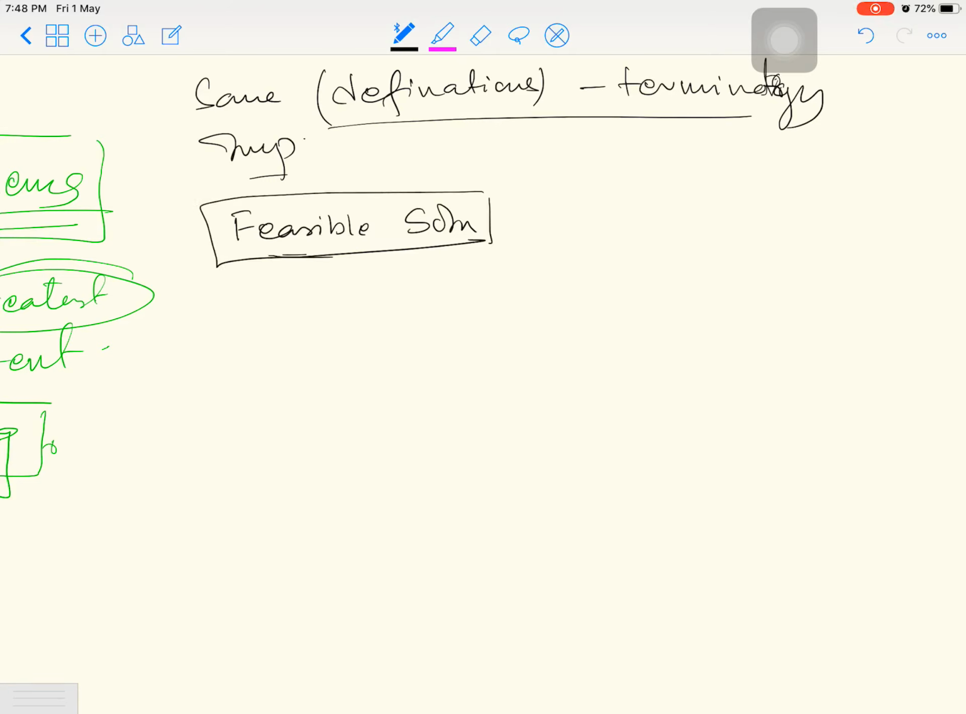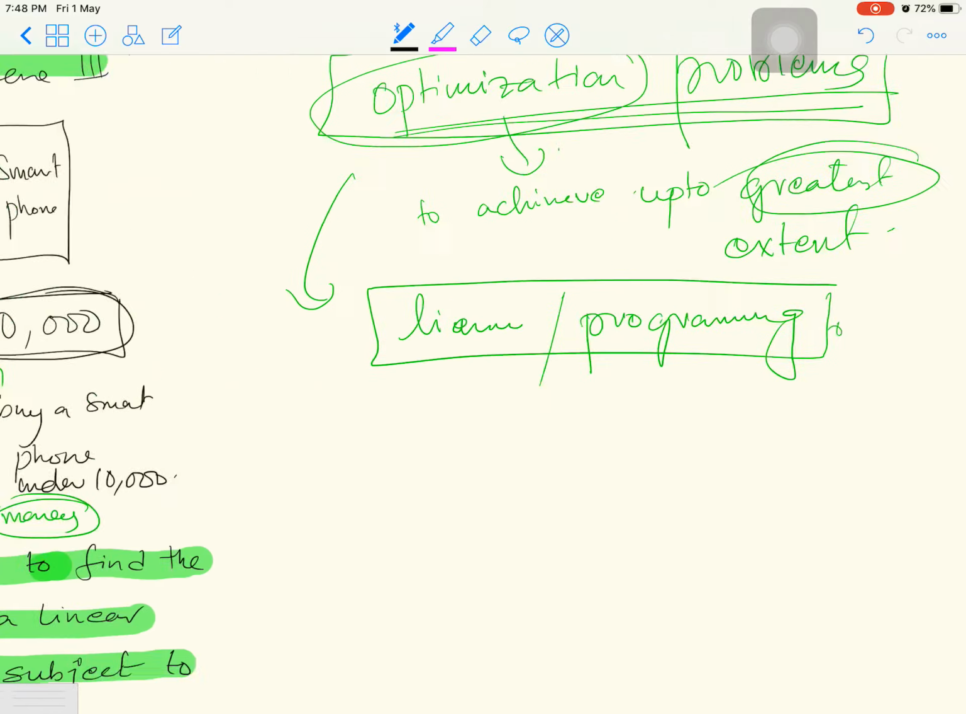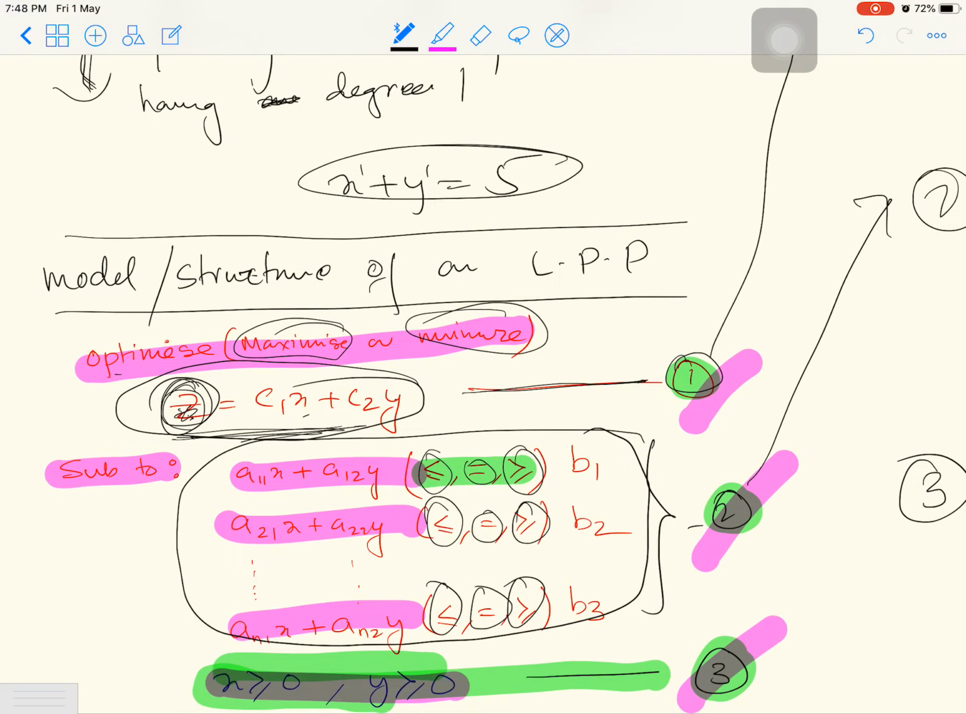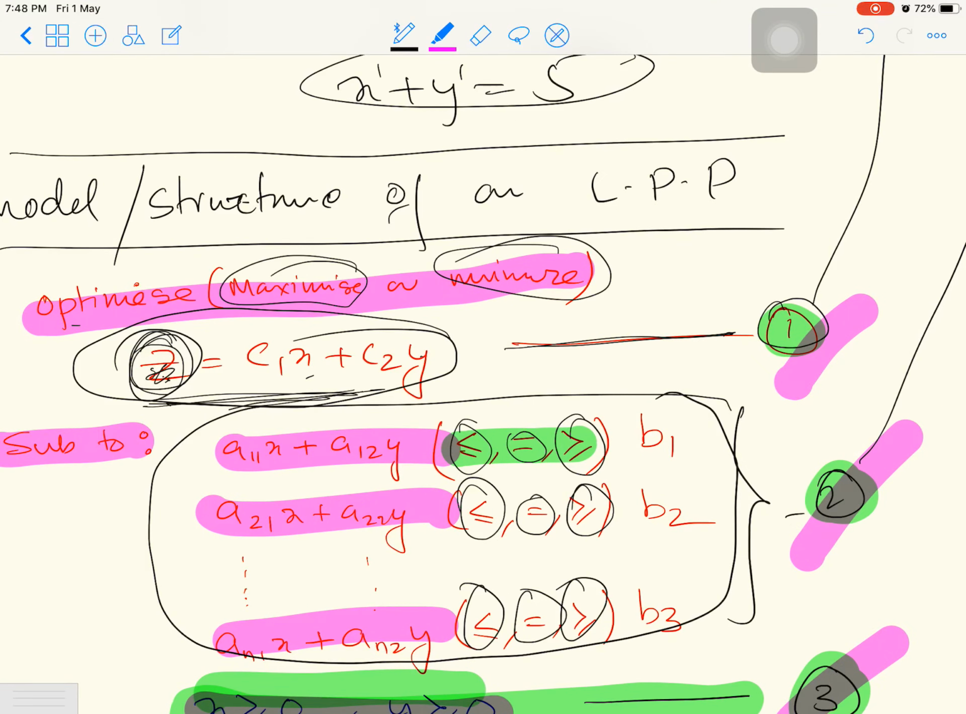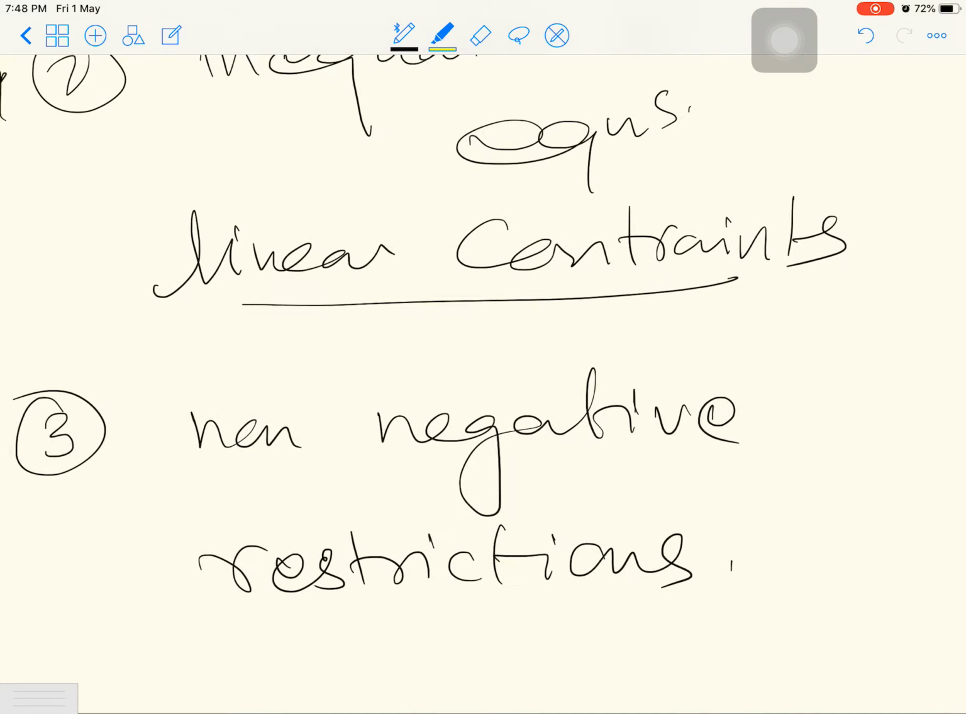So what is the meaning of a feasible solution? As you have in your notes, it is a set of values of the decision variables. By the way, x and y are called decision variables. Let me show you here. These are the decision variables, x and y in the equation. All these are called decision variables here, and an LPP always has decision variables.